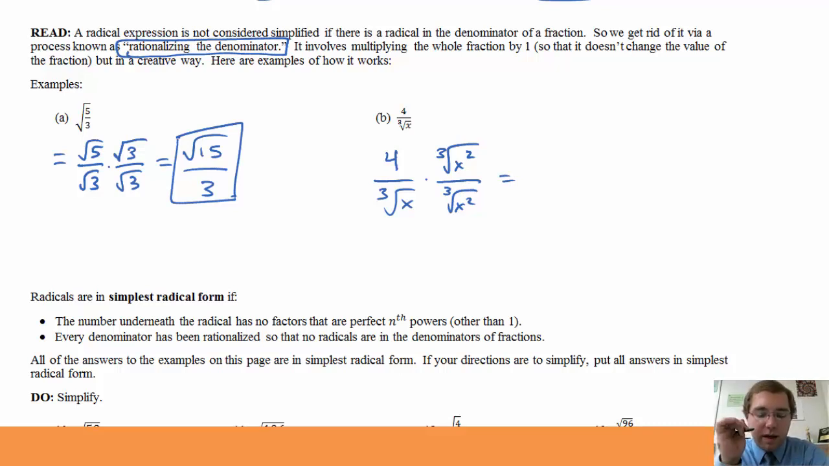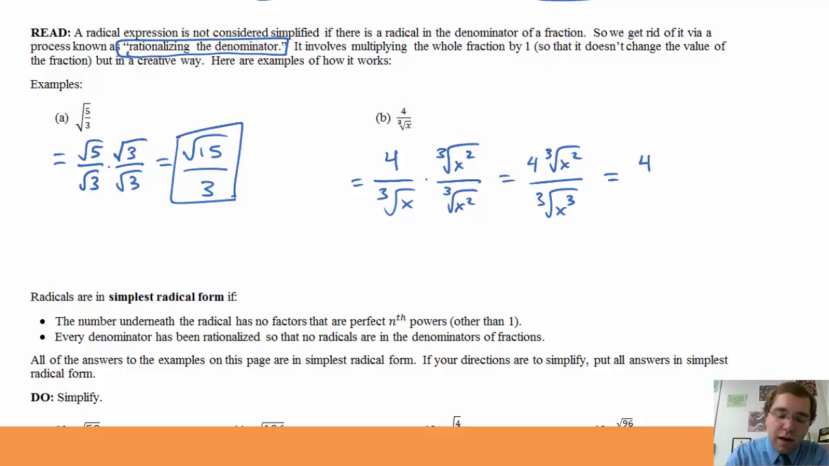Notice, by the way, that I'm connecting each step with an equal sign, because I'm simplifying an expression. You're doing that too, right? So at the top I have 4 times the cube root of x squared. On the bottom I've got the cube root of x times x squared, which is x to the third. So by choosing x squared, I've gotten x to the third, which I can take the cube root of and get x. So I've got 4 cube root of x squared over x.